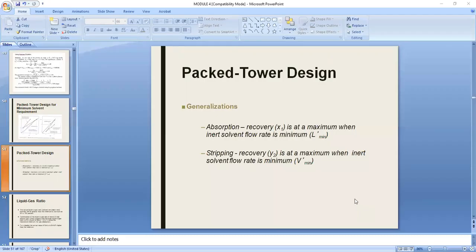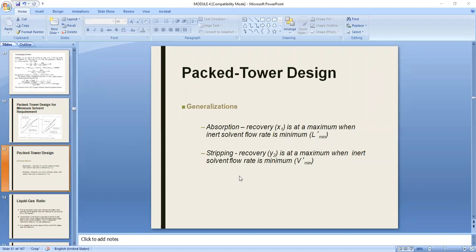So to continue on minimum solvent requirements, here are the generalizations. Recovery X1 in the case of gas absorption is at the maximum when the inert solvent flow rate is minimum. So you are determining, based on the component balance equation using the inert streams, the L prime minimum only. Again, to emphasize, if you determine the minimum solvent requirement and your solvent already has the A in it, or the component that is to be taken from the gas phase, then you need to really solve for the L minimum after you have done solving the L prime minimum.